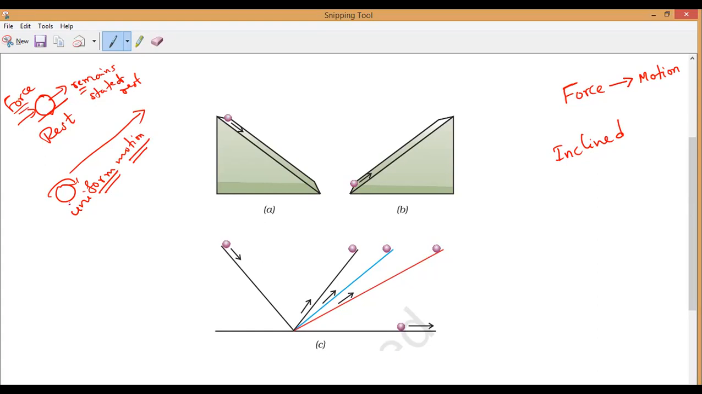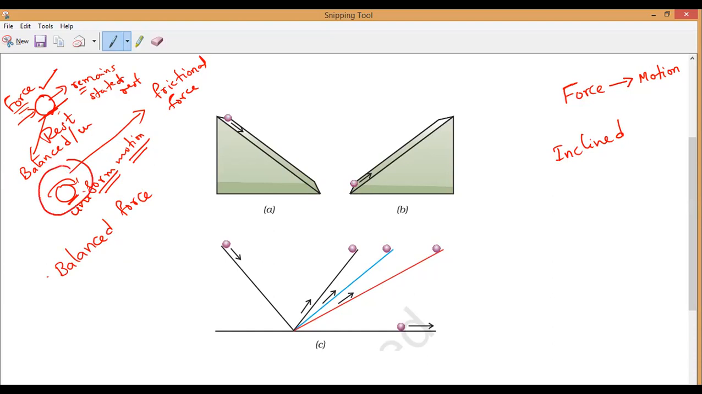Why, guys? Here something is present. The force between one surface and another surface, which we call frictional force. We studied balanced and unbalanced forces. Now, if all the forces are balanced, is it possible to bring a body at rest into motion? No, sir. If the forces are balanced, we cannot give motion to a body at rest, and we cannot bring to rest a body already in uniform motion. That is the conclusion we made.